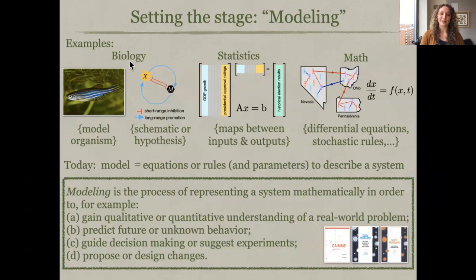This tripped me up for a little while when I was reading papers, because this is not necessarily my idea of a model, but a schematic or hypothesis can be a model. In statistics, it's common for a model to be some relationship between some inputs and some outputs where you know A, you know B, and you want to find X. And then from a mathematical perspective, when we think of models, we may think of network models like you'll hear about tomorrow, differential equations, stochastic rules, a whole range of different things.